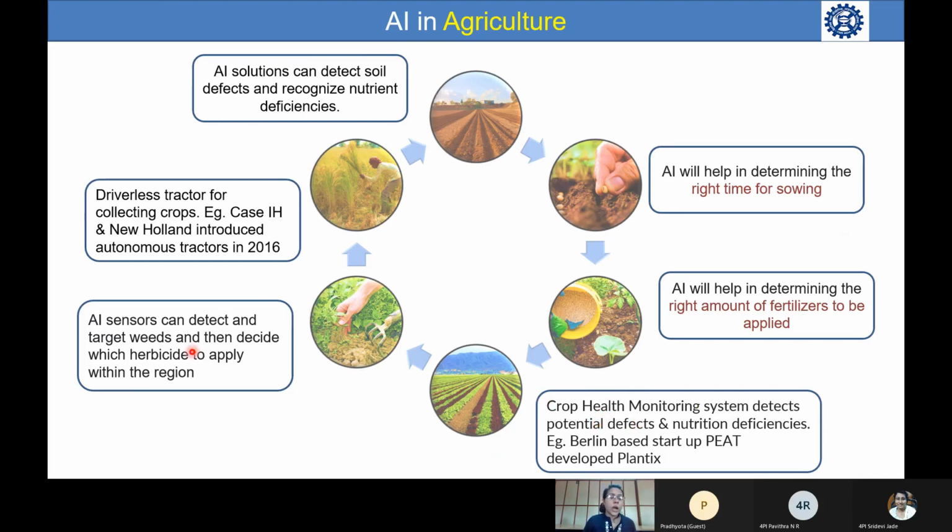Next, for weed control, how can we use AI? Here we can use AI sensors that can detect and target weeds. So based on what kind of weeds are there, we can decide what type of herbicides to apply in that region. And next, in the harvesting phase, how can AI be used? Here we can design a driverless tractor based on AI, which can collect the crops. New Holland introduced autonomous tractors in 2016. It is not in India, this is in New Holland. So here we have seen how we can use AI in the different phases of agriculture. Even a few companies designed an AI-based instrument which can pick ripe tomatoes automatically.